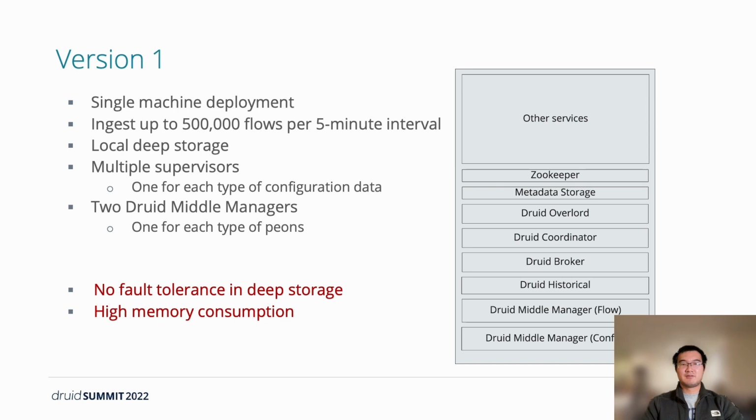The peons for flows were larger since flows are coming at a higher rate, and the peons for configuration data were smaller. As you can see, there was no fault tolerance in deep storage, and we had high memory consumption due to the large number of supervisors and the extra middle manager.